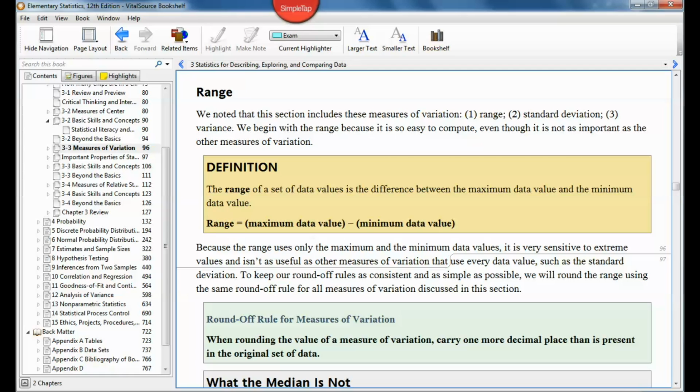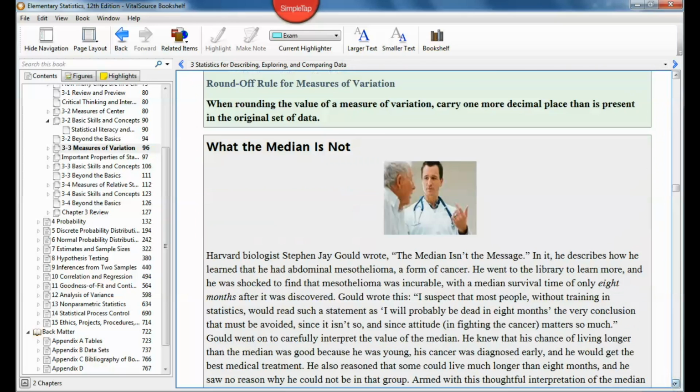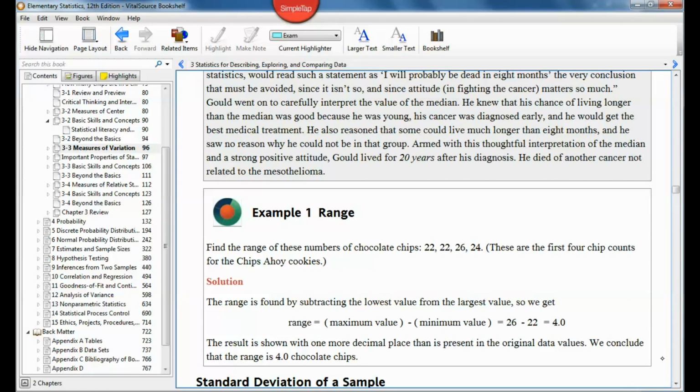Round off rule for measures of variation. That's the range, the standard deviation, and variance. We're going to cover those two next. When rounding the value of a measure of variation, carry one more decimal place than is present in the original set of data. So we have the same round off rule for measures of variation as we do the mean, the median, and the mid-range. One more decimal place than the original set of data is the round off rule.